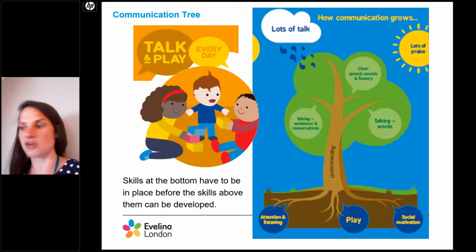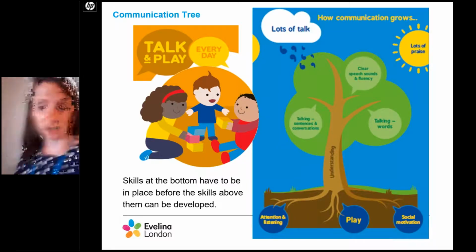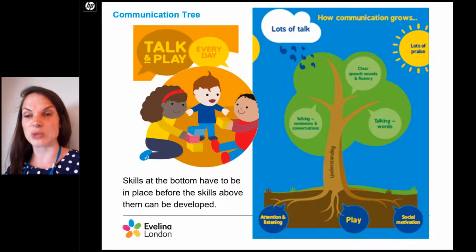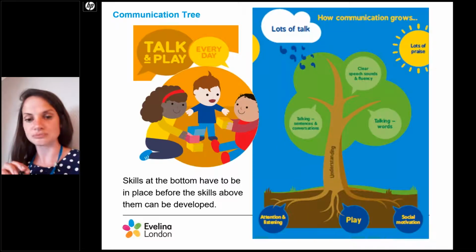And then the talking is much further up the tree. It's like the leaves of the tree. So initially what happens is children will start to babble, then they'll start to use recognizable single words, and then they start to put two words together, three words together, and then they'll start to make lots of different grammatical markers.